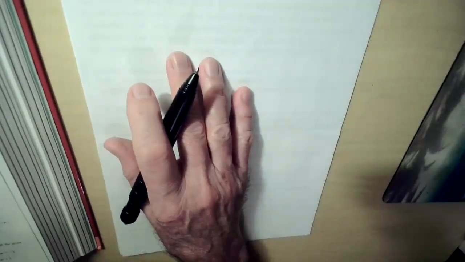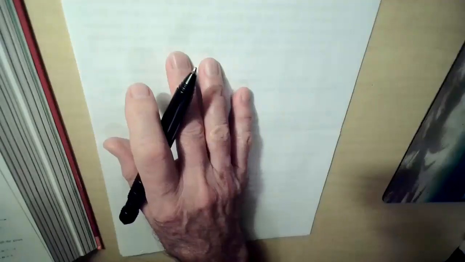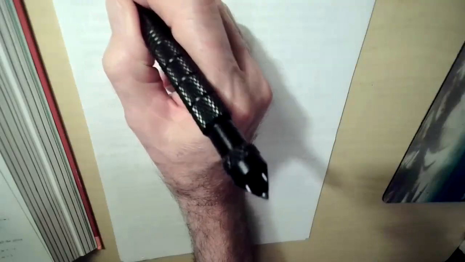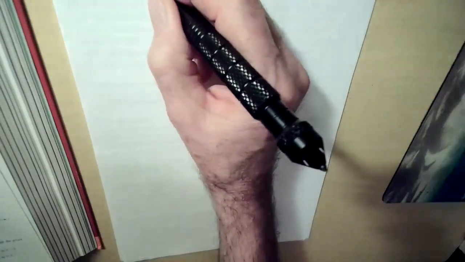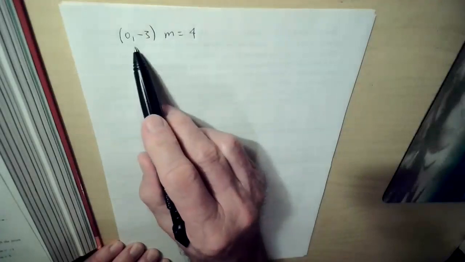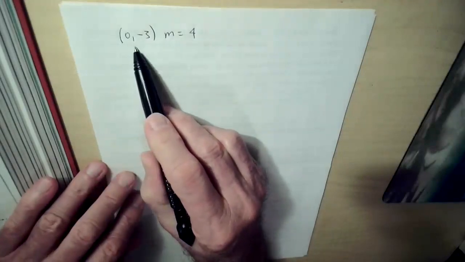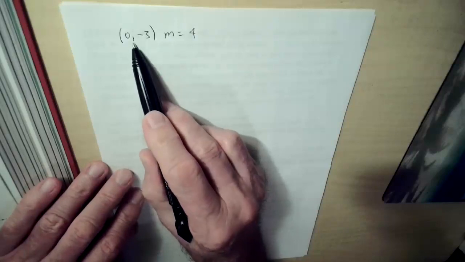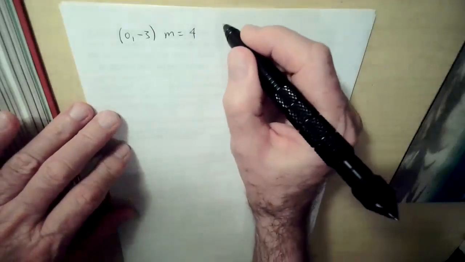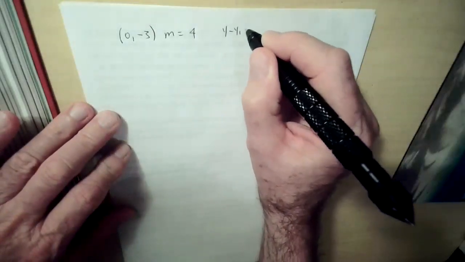Okay, it says, write the equation of the line in slope-intercept form. Remember, slope-intercept is y equals mx plus b. If you're given a line passing through the point 0, -3, with a slope of 4. What are we given here? We're given a point and slope.